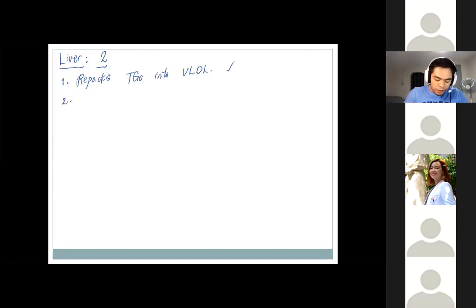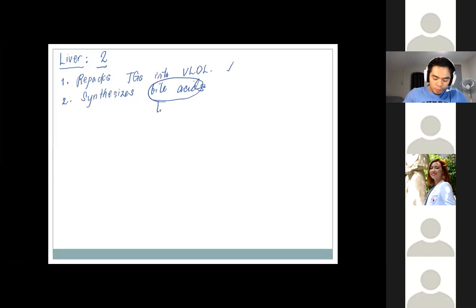Second, ang second role ng liver naman is it synthesizes the compound called bile acid. Again, the second role of the liver is it synthesizes bile acid. So in this case, let's talk about bile acids. Okay? Ang bile acid ay important sa katawan natin and the organ that produces bile acid is the liver.